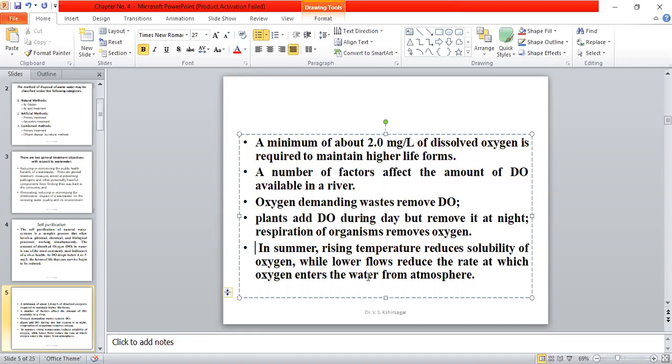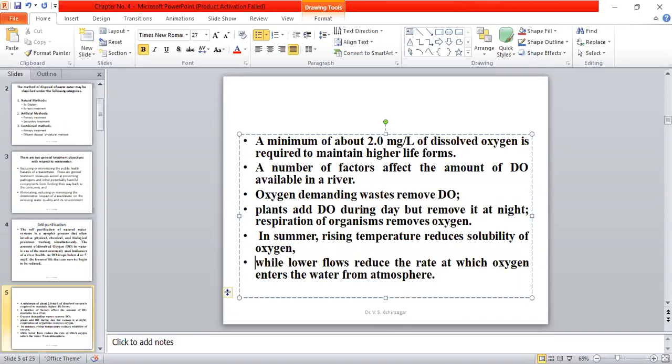Okay. Then in summer, a rising temperature reduces the solubility of oxygen. जेव्हा समर मध्ये हाय टेम्परेचर होतं त्यावेळेस काय होते की डिझॉल्व ऑक्सिजनची सोल्युबिलिटी कमी होते आणि डिकम्पोजिशन रेट वाढतो. While lower flows reduce the rate at which oxygen enters the water from the atmosphere.